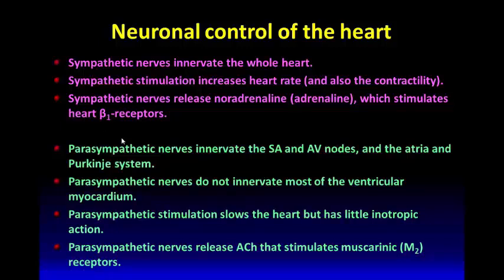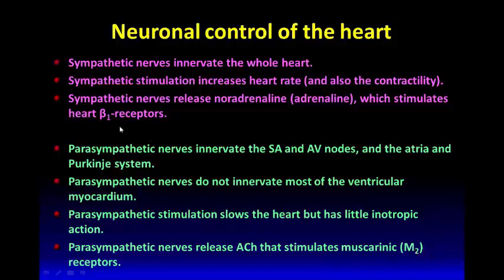Parasympathetic nerves innervate the sinoatrial node, the AV node, the atria, and the His-Purkinje system. They do not innervate most of the ventricular myocardium, as I just mentioned. And with parasympathetic stimulation, with vagal stimulation, the heart rate slows down, but parasympathetic stimulation has little effect on cardiac contractility. Parasympathetic nerves release acetylcholine as the neurotransmitter, and acetylcholine stimulates muscarinic M2 receptors.